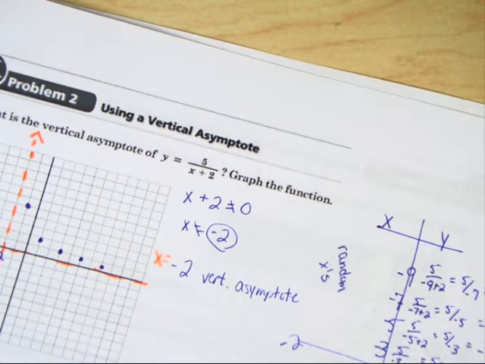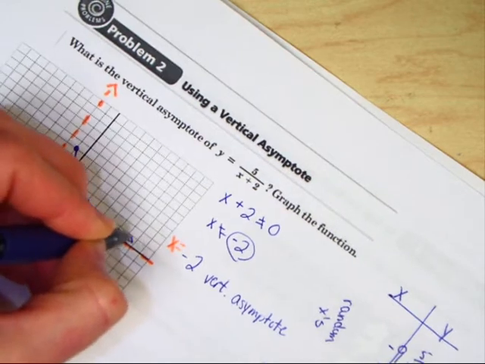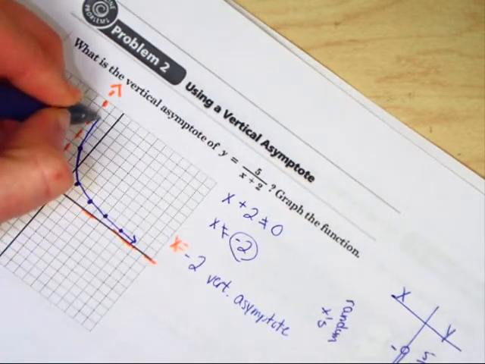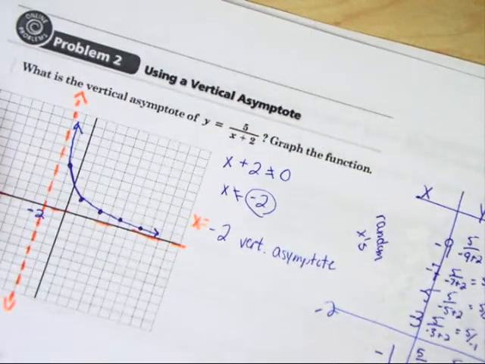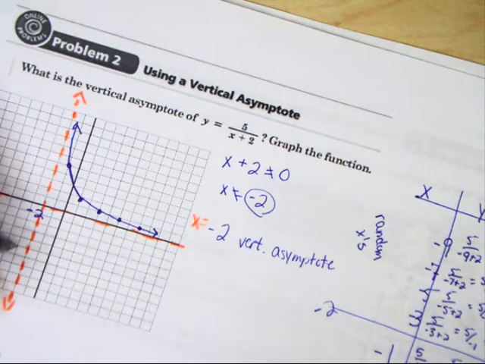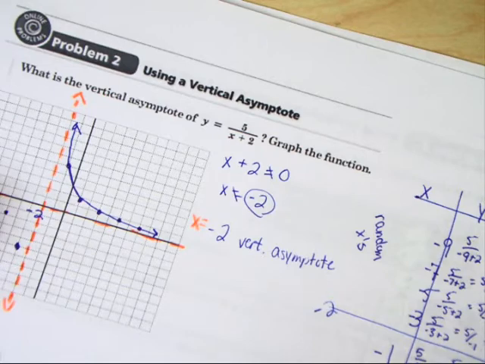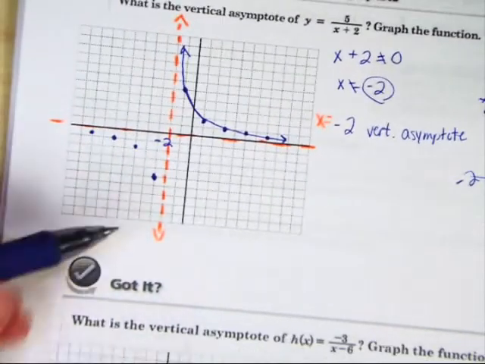Now I'm going to connect those. You can see how the shape is coming to be. Okay, and let's do the other side. -3, -5. -5, -1.7. -7, -1. -9, -0.7. And you can see how we're getting the same shape on both sides.